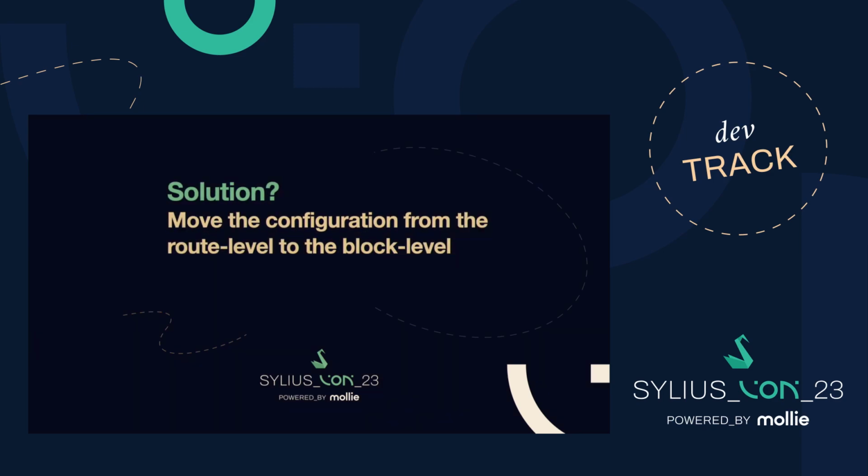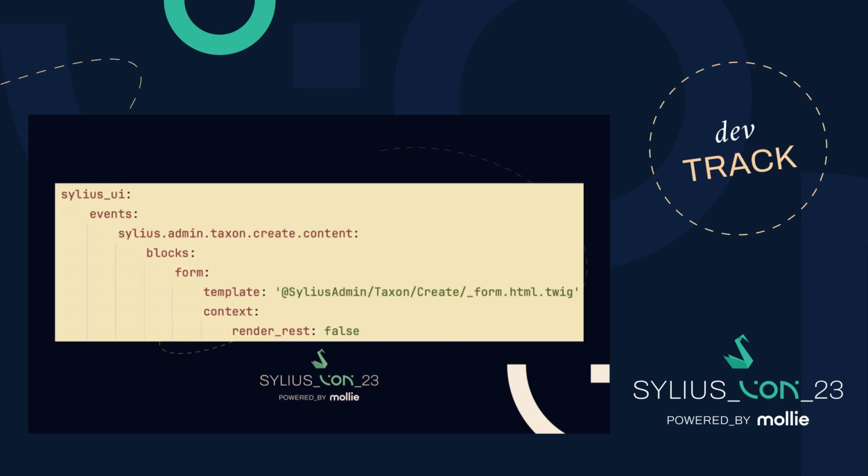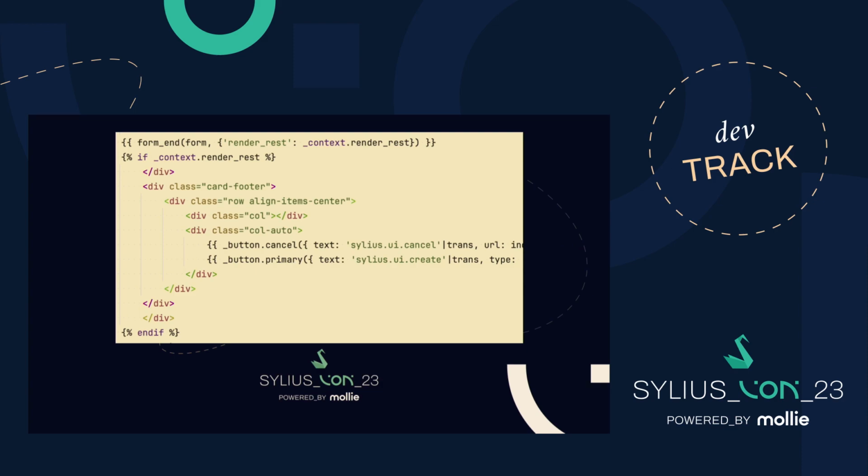And I've provided a solution. The solution is to move the configuration from the root level to the block level, like this. I use the already existing concept of context to pass some data from the configuration to the template. In this example, we define whether we want to render REST form or not. And here's how I use it.